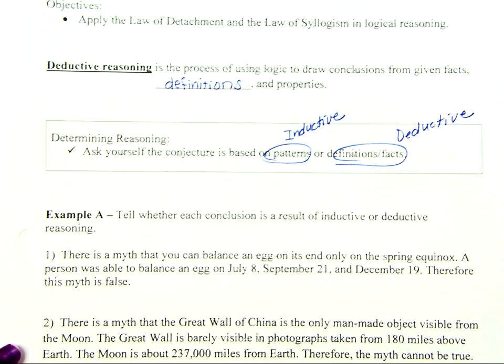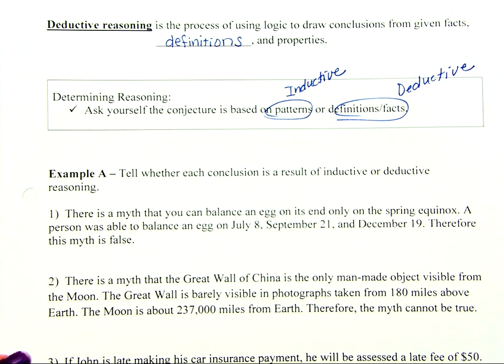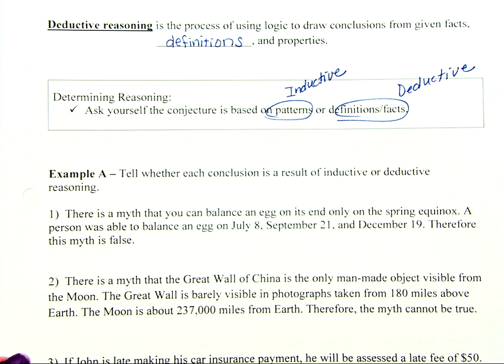So we're going to take a look at example A, number 1, where it says, there is a myth that you can balance an egg on its end only in the spring equinox. A person was able to balance an egg on July 8th, September 21st, and December 19th, and therefore the myth is false. We want to know if our conclusion is the result of inductive reasoning or deductive reasoning. When they decided the myth was false, are they using a pattern of events or definitions and facts?